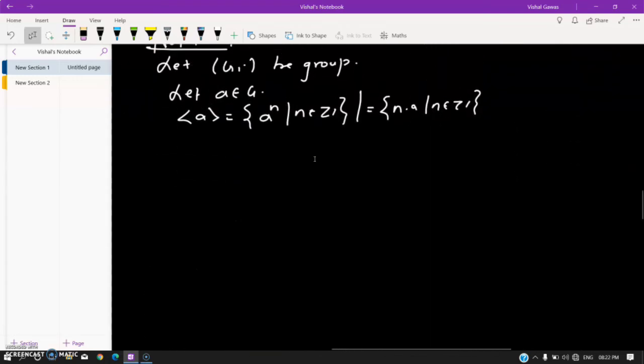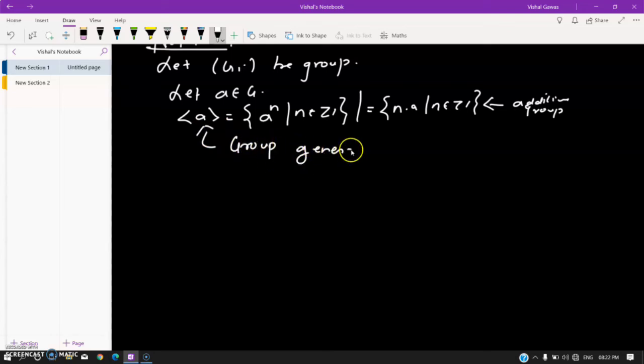So we have already seen that this is a set, and it forms a group. We'll show that this is a subgroup first of all. So let's fix this notation: this is what I write when we are talking about a multiplicative group, and this is when I talk about an additive group. This is called the group generated by a, and it's a subgroup of G for every a.